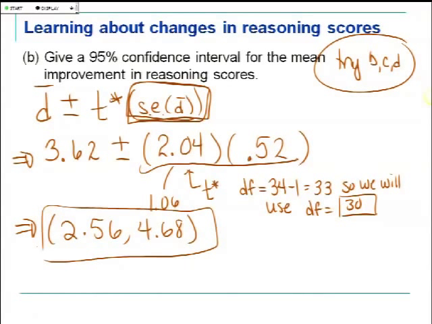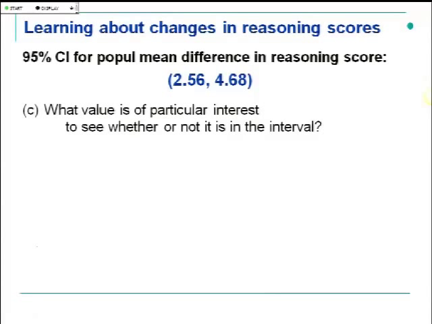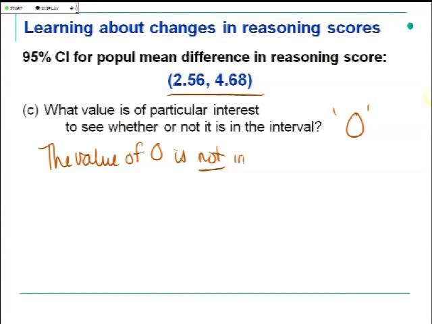Now, part B asks you to think of that interval and what value you are in particular looking to see if it's in that interval or not. It was that same null value that we mentioned earlier. What value is of particular interest to see whether it's in there or not? 0. Is 0 in our interval? No. So 0 is not a reasonable value for the true mean improvement. There does seem to be some effect of piano lessons on reasoning scores on average. We see that the value of 0 is not in the interval.